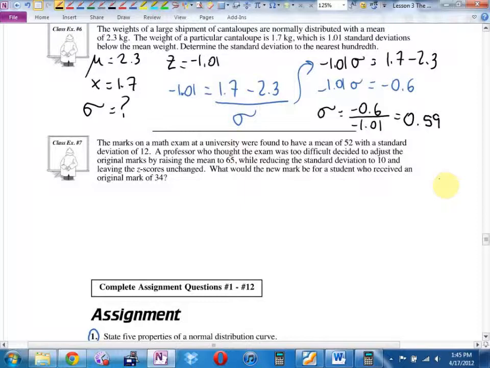The marks on a math exam at a university were found to have a mean of 52 with a standard deviation of 12. The professor, who thought the exam was too difficult, decided to adjust the original marks by raising the mean to 65 while reducing the standard deviation to 10 and leaving the z-scores unchanged. Say what? What would the new mark be for a student who received an original mark of 34?